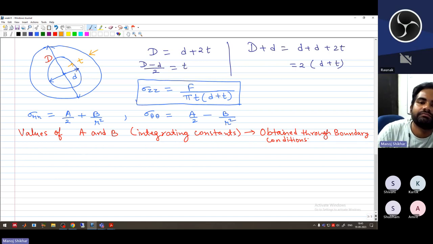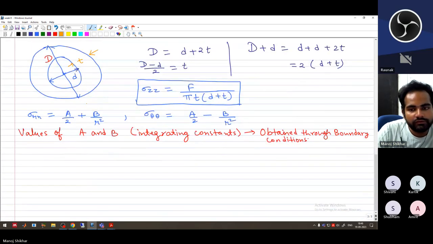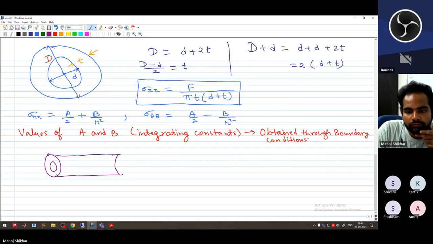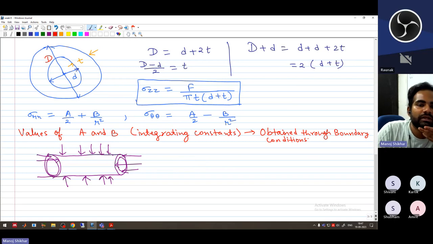Now, what are the boundary conditions for this problem? If you look at the tube in this case, this tube is axially loaded here, and it is loaded from the lateral direction also. But there is no internal pressure in this tube.